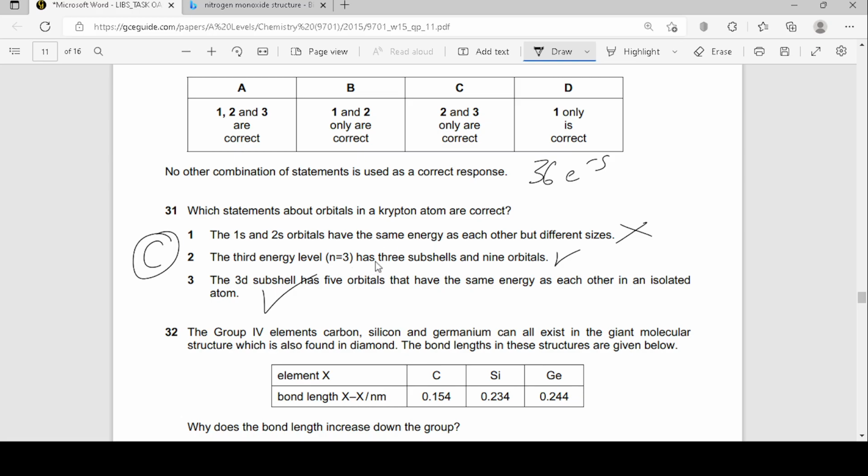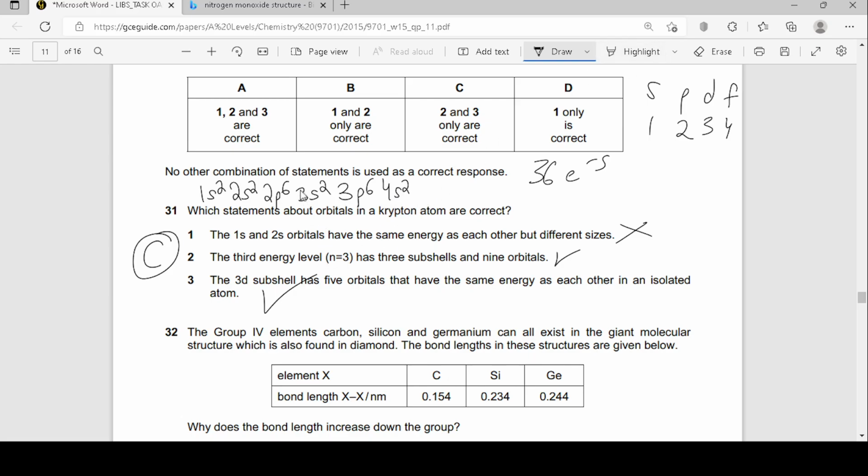The third energy level, n equals 3, has 3 subshells and 9 orbitals. So if I just write down the configuration of krypton, my method of writing electronic configurations is I write down S, P, D, F. I learned this from YouTube actually. P starts from the second shell, D starts from the third shell, and F starts from the fourth shell. So 1s2, 2s2, 2p6, 3s2, 3p6, 4s2.